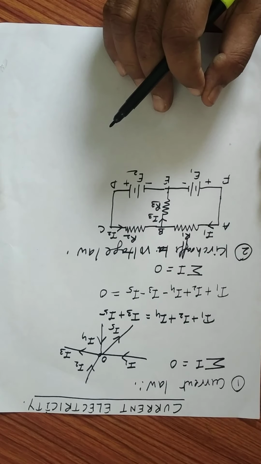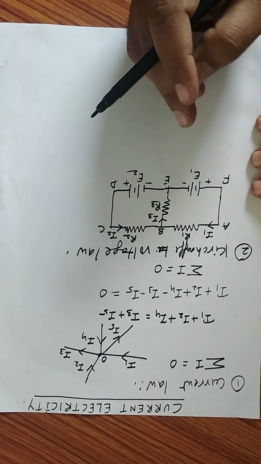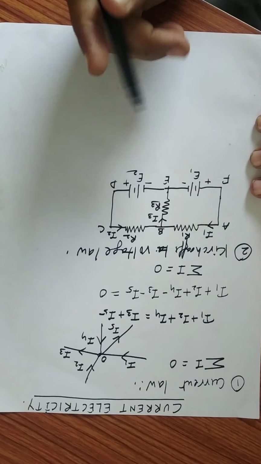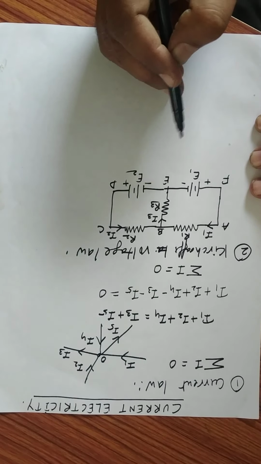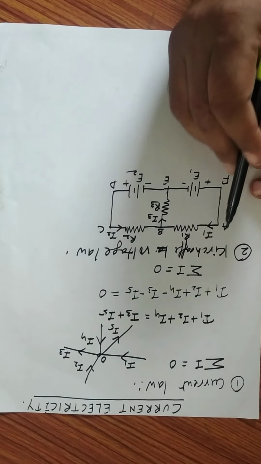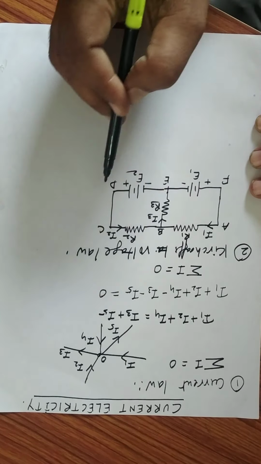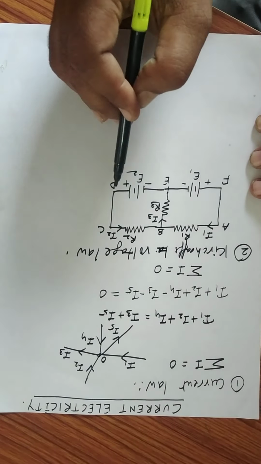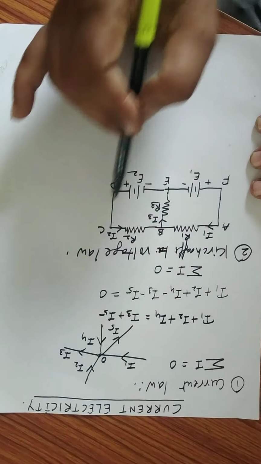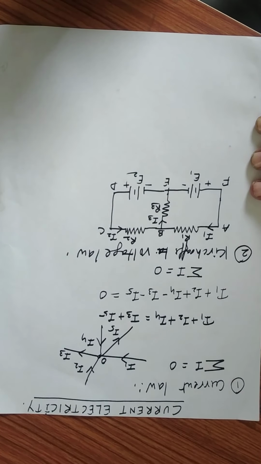The statement of the voltage law is like this. In a closed loop, loop means a closed path. In a closed loop of an electric circuit, here A, B, E, F, A, this is a closed loop. Here D, C, B, E, D is a closed loop. Or we can take A, B, C, D, E, F, A, this is a closed loop. Here in this circuit there are three closed loops.